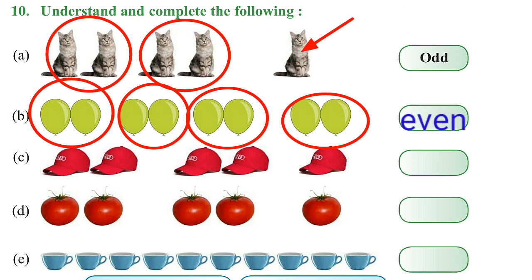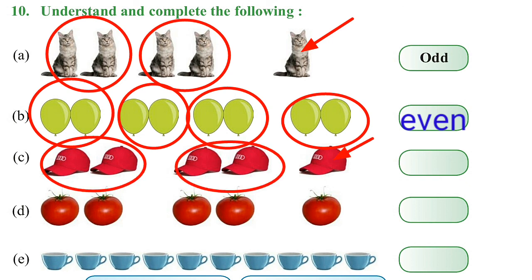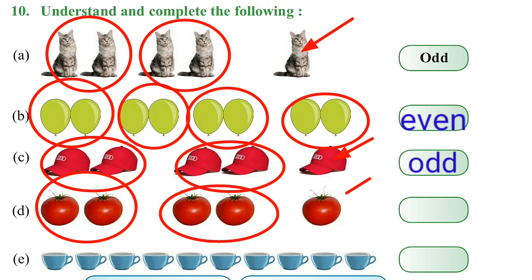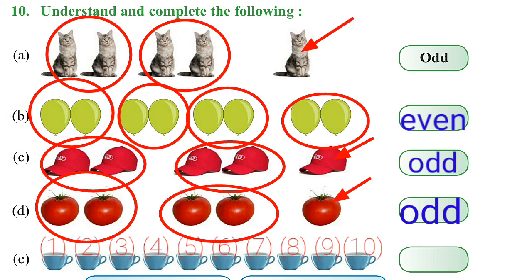C part, first two caps making a pair. First pair is complete, second pair is also complete. Last cap is single. So this is an odd number of caps. D part, here you can see first two tomatoes making a pair, second two tomatoes are making a pair and last one is single. So this is called an odd number of tomatoes. E part, just count the cups. First, second, third, fourth, fifth, sixth, seventh, eighth, ninth, 10th. Now 10 is a multiple of 2. So that's why this is an even number, right? So we have completed this exercise.